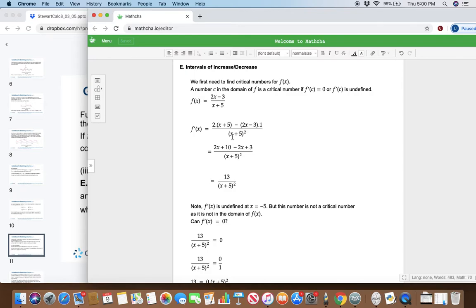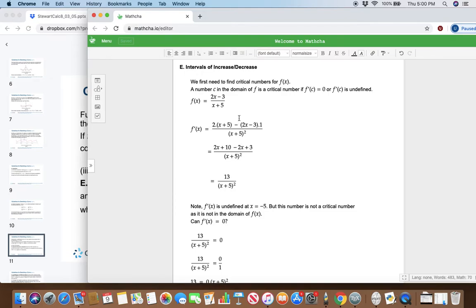Square of the denominator. What happens to the top? Derivative of the top, that's a 2. Denominator as it is, minus numerator as it is, times derivative of the bottom. All right, which is equal to, so denominator squared, let me distribute this 2. I get 2x plus 10.